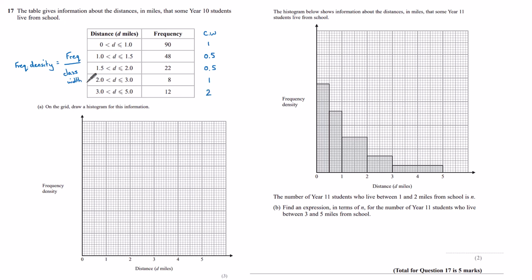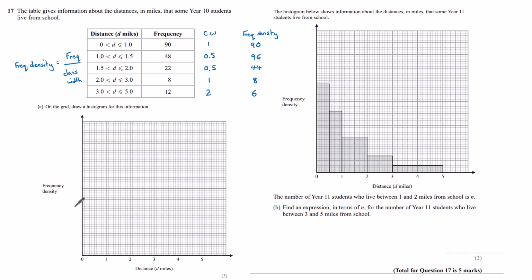The frequency density now is found by doing the frequency divided by this class width. And so my frequency density is 9 divided by 1, which is 90. 48 divided by a half, which is 96. 22 divided by a half, which is 44. 8 divided by 1 is 8, and 12 divided by 2 is 6. Now I have the frequency densities.